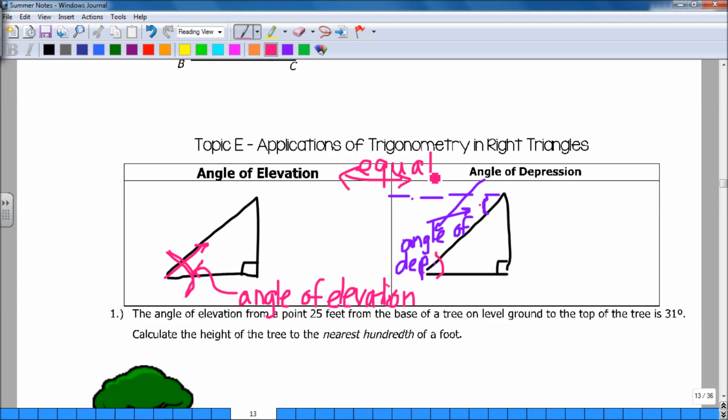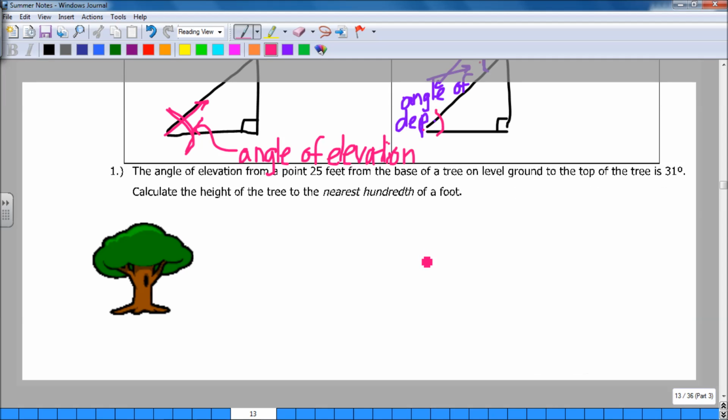All right. So let's look at question number 1. Question number 1 says the angle of elevation from a point 25 feet from the base of a tree on level ground to the top of the tree is 31 degrees. Calculate the height of the tree to the nearest hundredth of a foot. So this isn't bad if you draw the picture. Here's my picture of my situation. Here is the tree. It's on level ground. So here's my level ground.